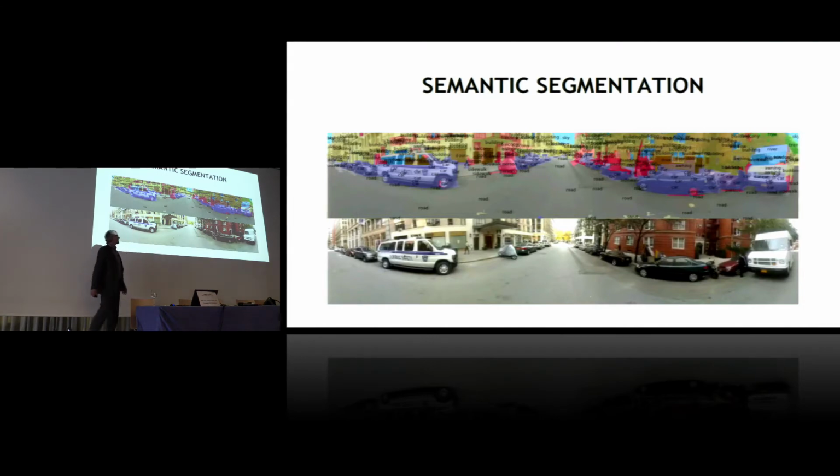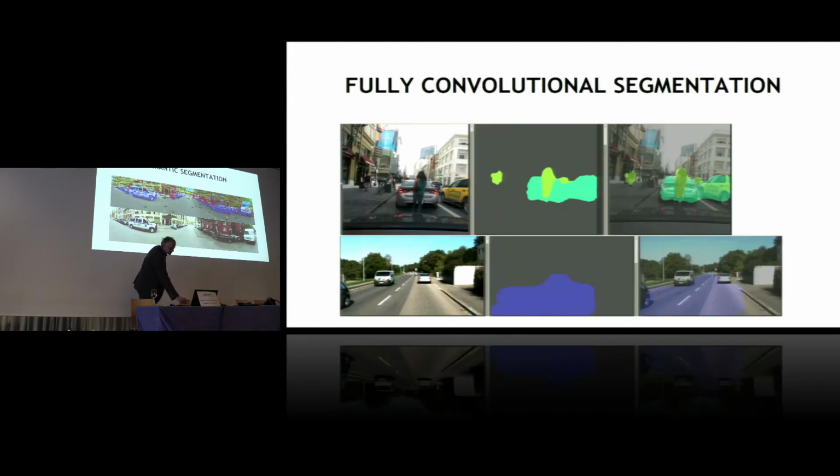Another is semantic segmentation, and then we will come to the fully convolutional segmentation. Semantic segmentation is a pixel-by-pixel classification. So every pixel that we see in this picture is classified according to the semantics. This is road, this is a car, this is a sidewalk, and so on. So every pixel or group of pixels is classified, and this is working very well with deep learning.